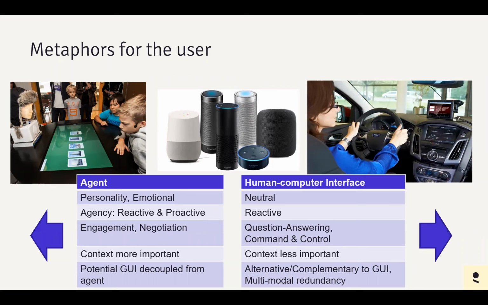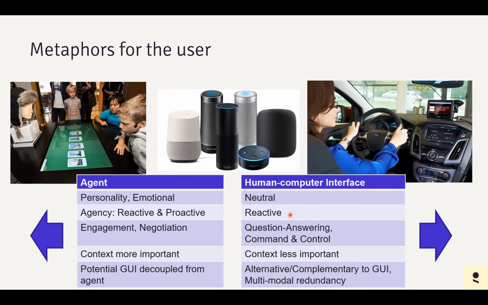So another way of describing this difference between interaction with traditional voice interfaces and more social agents like a social robot is that it's sort of different metaphors for the user. So in the case of a voice assistant, you might want to have a more neutral personality that is basically just answering your question or performing your commands, whereas in the other extreme you might want to have more of an agent that has a personality and maybe is emotional.